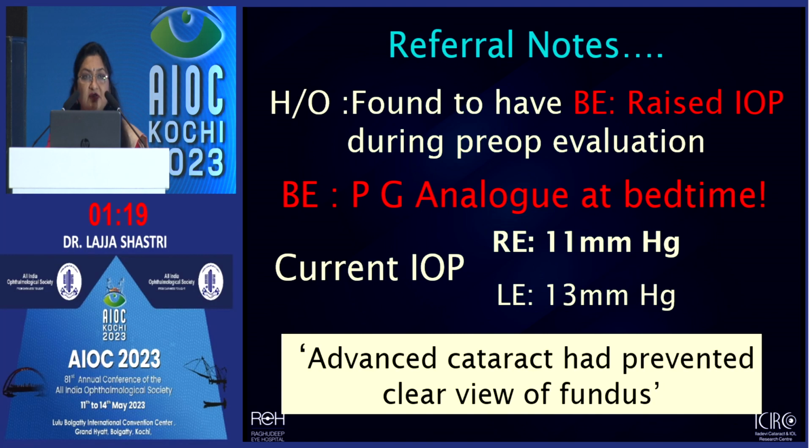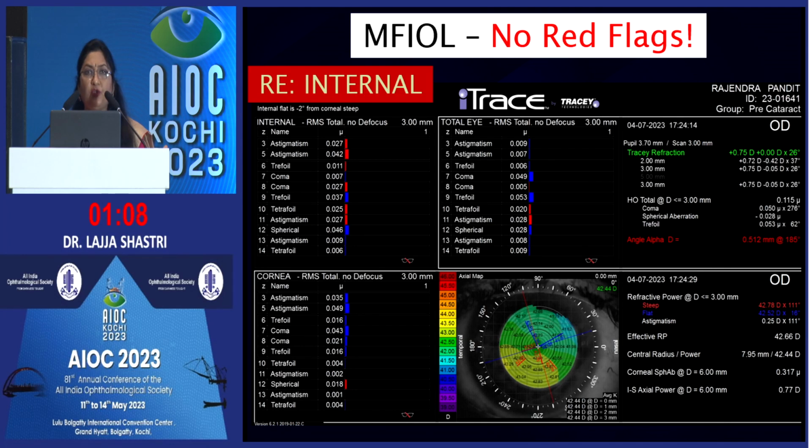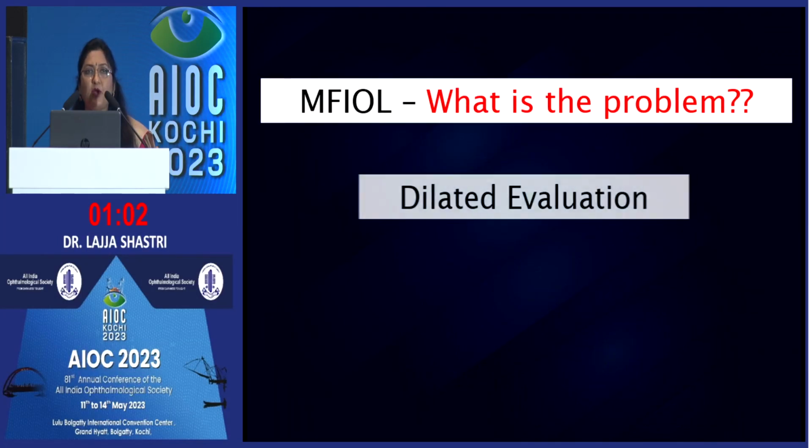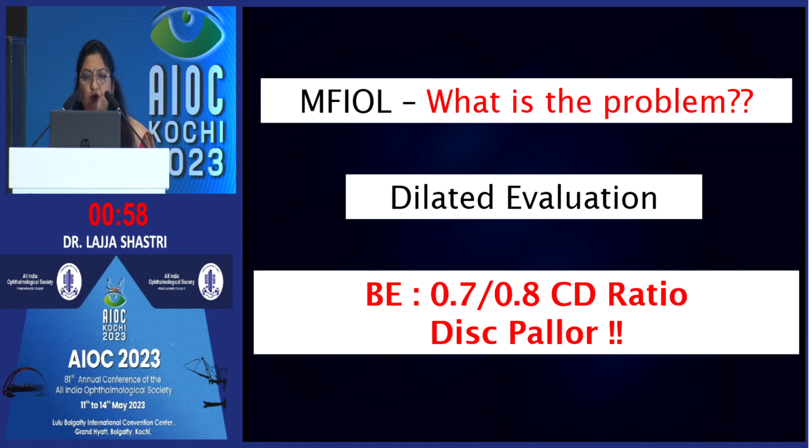Now, with all of this in the background, when I actually examine him on slit lamp, completely pristine corneas, quiet anterior segment, very well-centered trifocal lens, on aberrometry profile, there are absolutely no red flags, nothing going wrong with this eye. So what is the problem? Why is he so unhappy? The problem we find on dilated evaluation is a significantly high cup disc ratio, 0.7, 0.8 CD ratio in both his eyes, with a disc pallor which is significantly more in the operated eye compared to the other eye.